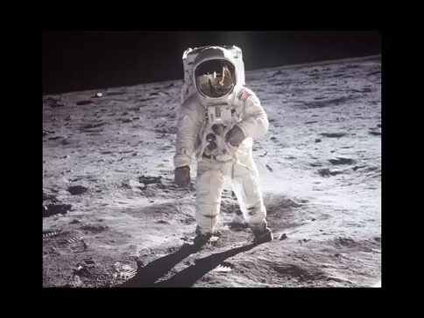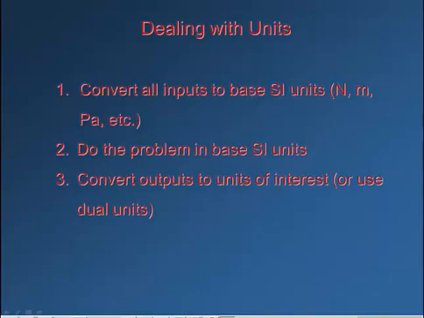So let's do one more problem. Let's compute the weight of a 175-pound man on the moon, where gravity is only 5.3 feet per second squared. We're going to take the approach that is outlined here for dealing with units. First, convert all of the input quantities to base SI units, i.e. newtons, meters, seconds, etc. These are completely self-consistent, and therefore no unit conversion should be required while actually doing the problem. Once the problem is completed, any outputs can be converted to the units that are most appropriate, or alternatively we can use the dual unit output feature in EES.